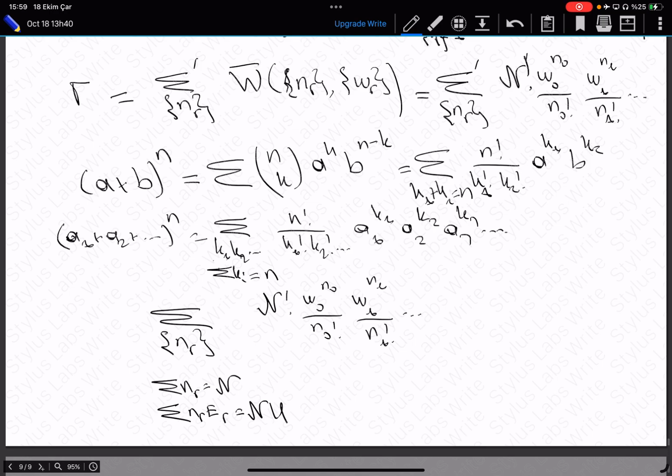Let me add another sum, but this time over all possible values of nu. If I add this sum over all possible values of nu, effectively I'm removing this constraint, because when I'm summing over all these multiples, this sum can have any value since I'm also summing over nu. But this is not the sum I want. I want this term. So let me multiply all of this by z to the power nu.